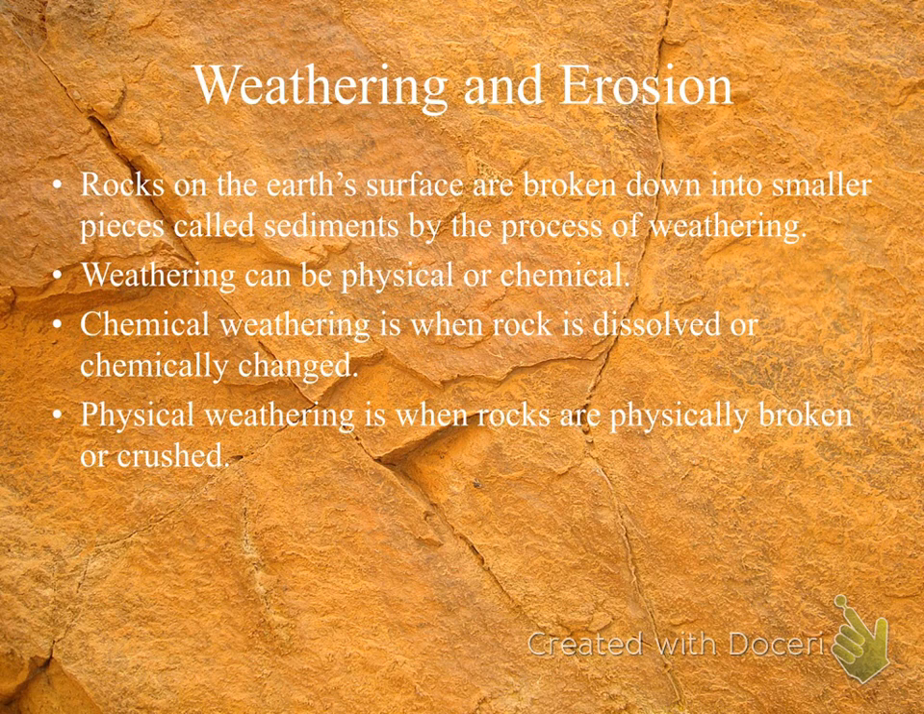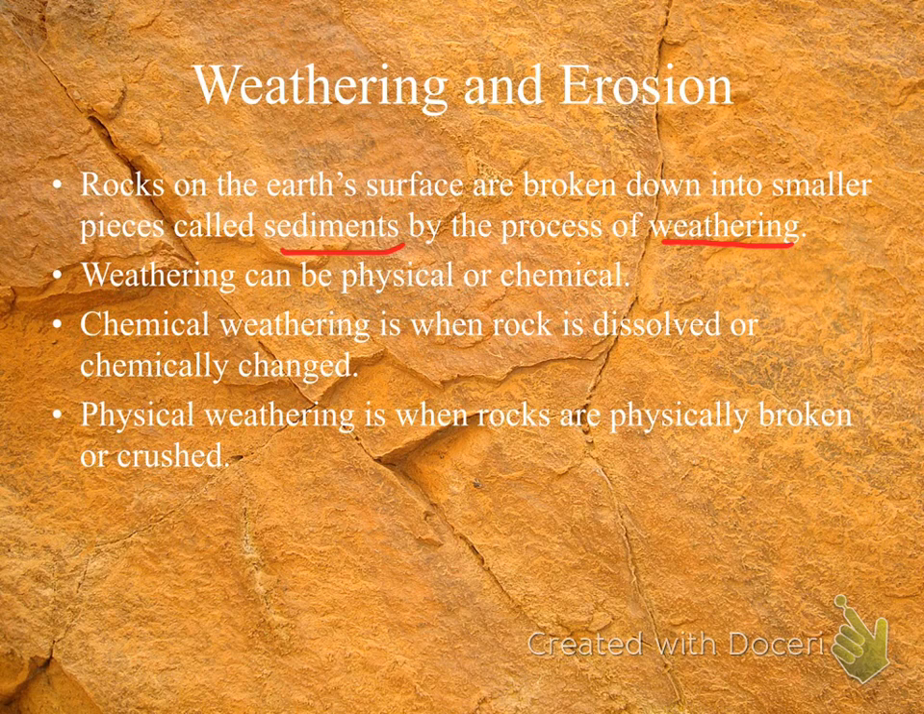So in order to form clastic rocks, we have to first have sediment. Now to get sediment, we go through a process called weathering and erosion. Weathering basically is breaking down rocks. Rocks on the Earth's surface are broken down into smaller pieces called sediments by a process of weathering. So weathering is the process of breaking those previous rocks down into sediment or rock fragments.